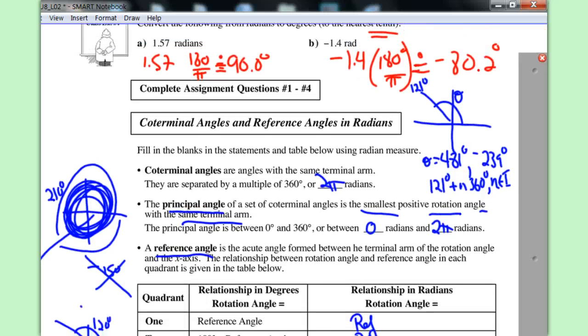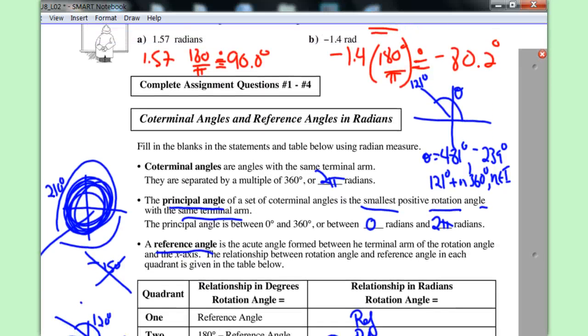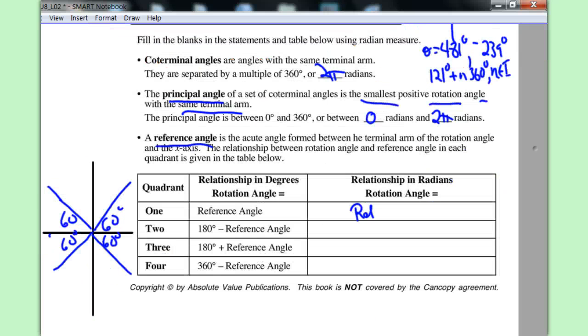So in quadrant 1, we have the reference angle, right? In quadrant 2, this is just speaking to the relationship between a reference angle and the actual angle of theta. In quadrant 1, if you have a reference angle, then what's the actual angle of rotation? Well, it's just the reference angle. But if you have an angle in quadrant 2, then that would be 180 degrees minus the reference angle. And it would be the same thing in radians, except it'd be pi minus the reference angle.